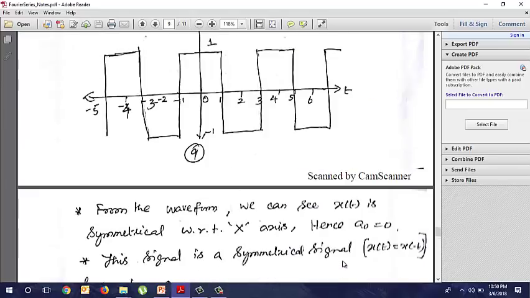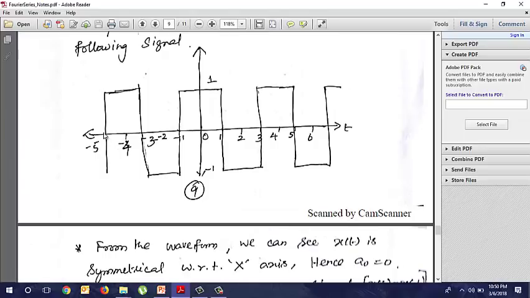Now analyze the signal first. This signal is symmetric with respect to the x-axis. Here on the upper side the amplitude goes up to +1, and on the other side it goes down to -1. So it is symmetric with respect to the t-axis, and the average value a naught will be 0. As it is symmetric with respect to the x-axis, its average value will be 0. A naught is 0. And then you have to check whether it is a pure even signal or an odd signal.